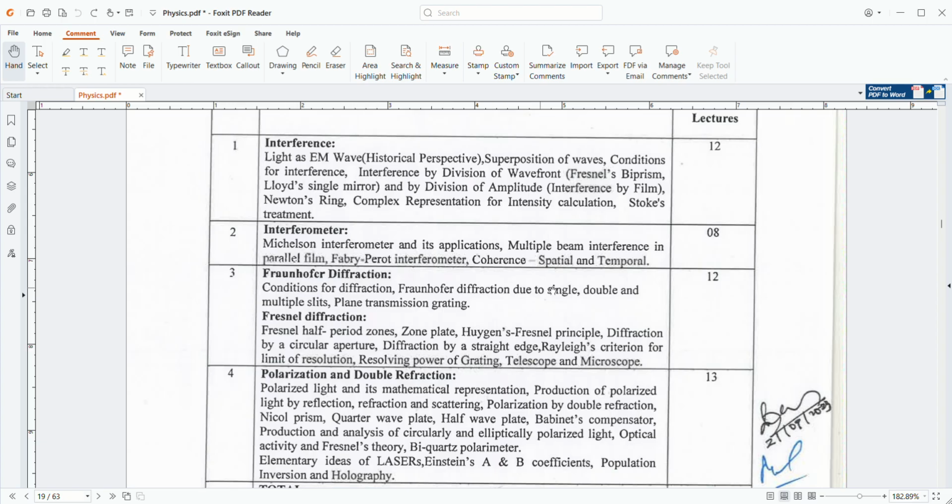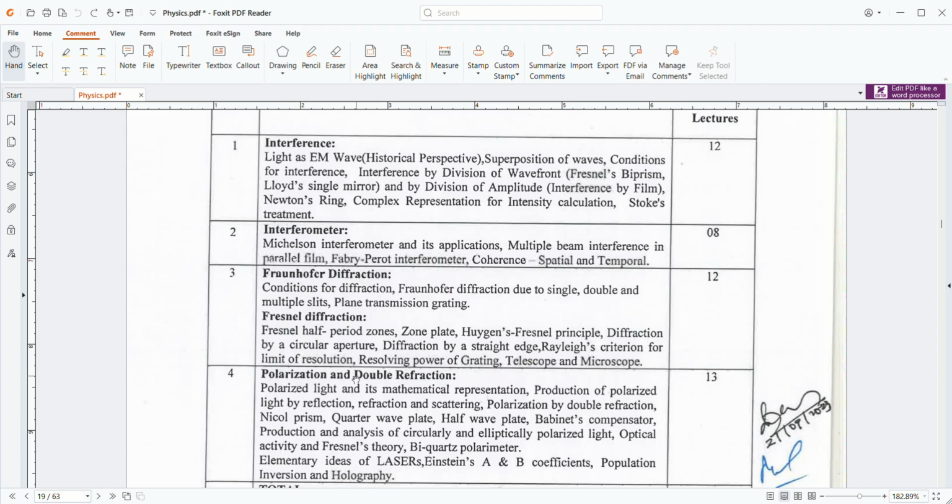Fraunhofer diffraction. Conditions for diffraction, Fraunhofer diffraction due to single, double and multiple slits. Plane transmission gratings. Fresnel diffraction, Huygens-Fresnel principle, diffraction by a circular aperture, diffraction by a straight edge, and criteria for limit of resolution, resolving power, grating, telescope and microscope.